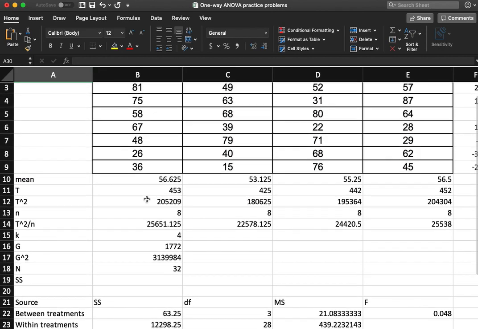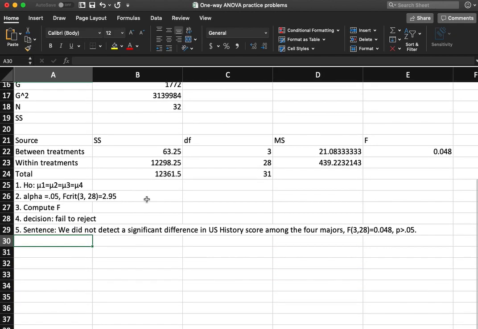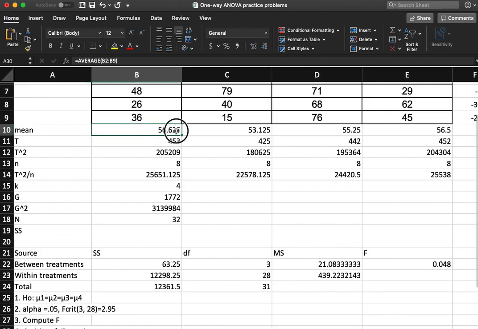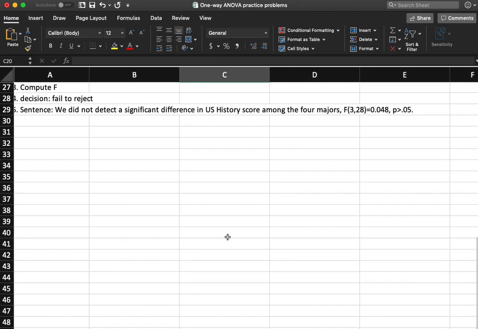Okay, so we failed to reject. That means we don't have to do a post hoc test. You only do that when you find a significant difference among your means. We did not find one, so we don't need to know which differences are significant. None of them are. That's our conclusion.